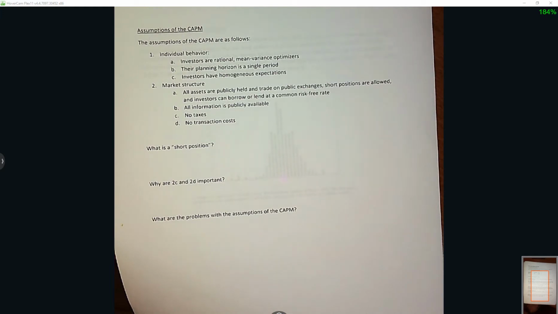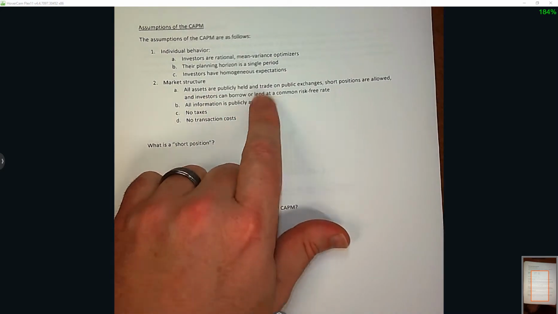Their planning horizon is a single period. That might not be true, but if you think of someone investing for retirement, that would be a single period investment horizon. So let's say I'm expecting to retire in 22 years. So my investment horizon is 22 years. Okay? So I'm not trying to plan for multiple horizons. I have one horizon.